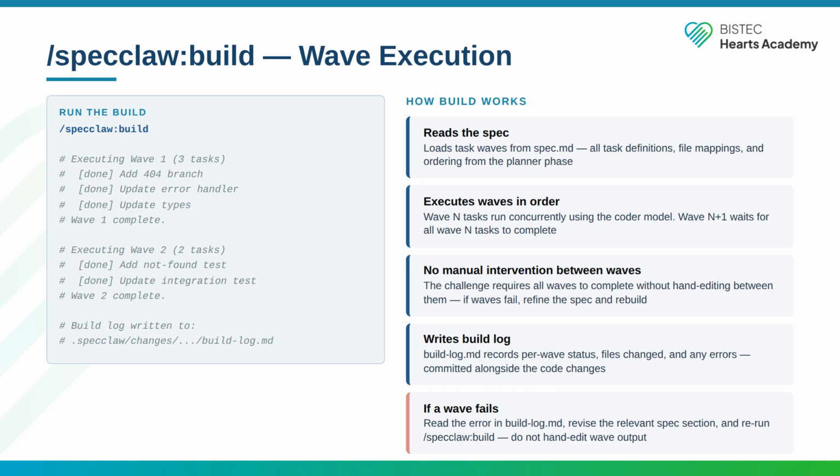The discipline of not touching the output manually is what keeps the audit trail intact. If you hand-edit, the build log no longer reflects what actually happened. Most wave failures trace back to an imprecise spec section, either a task that was underspecified or a file mapping that was incomplete. The fix is upstream in the spec, not in the code.